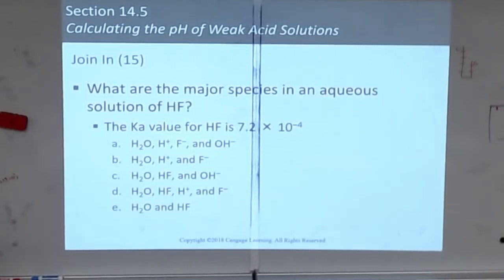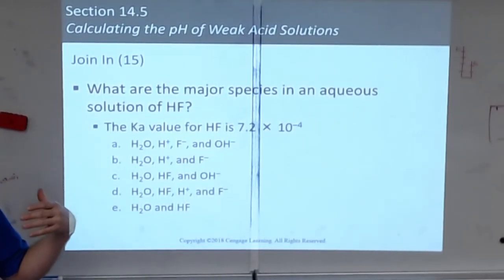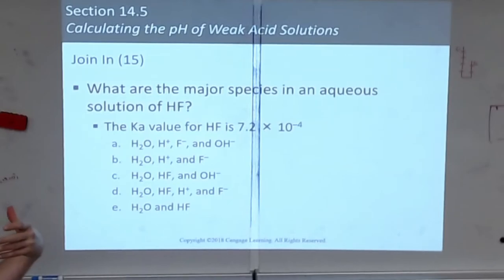It could be HF and H2O. Right? We're not going to see much dissociation from that HF because it's weak, so it's going to stay on the left. We're not going to see dissociation from water, so it's going to stay on the left. So the two major species are hydrofluoric acid and water.